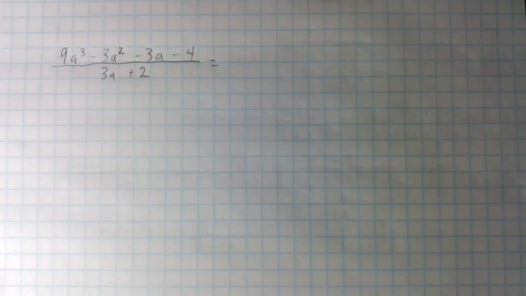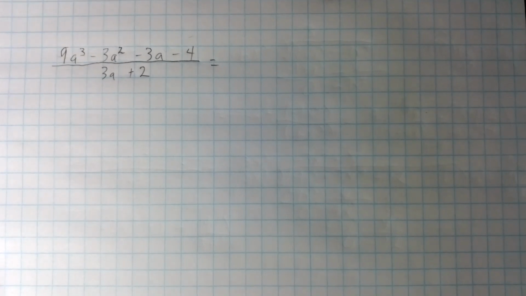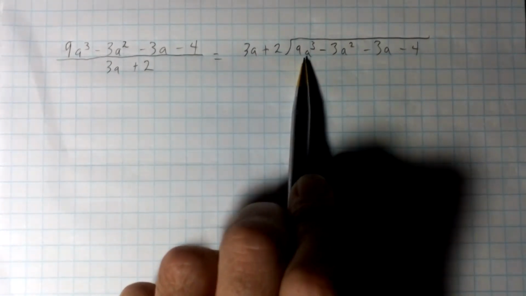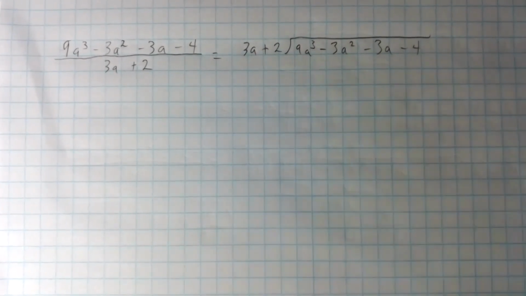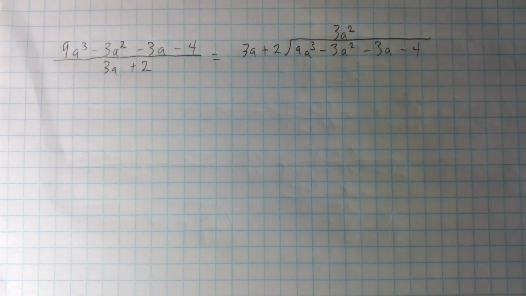All right, here's our next problem. 9a cubed minus 3a squared minus 3a minus 4, divided by 3a plus 2. All right, so rewritten like so, I see I need a 3a to become a 9a cubed. As it turns out, I'm going to need a 3a squared. So I'm going to make sure to put that over my term with my a cubed. And honestly, that's not a big deal, but it's nice to keep track.